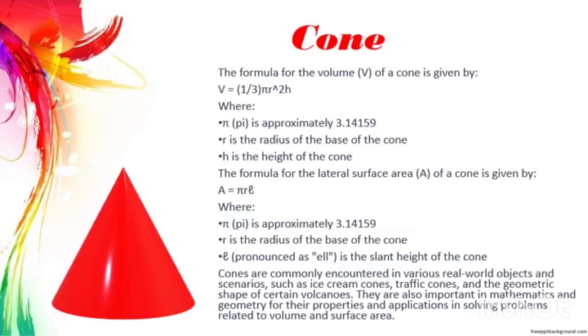The formula for the lateral surface area, A, of a cone is given by A = πrl, where pi is approximately 3.1415, r is the radius of the base of the cone, and l, pronounced as L, is the slant height of the cone.